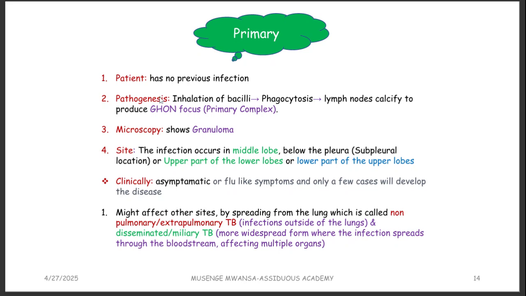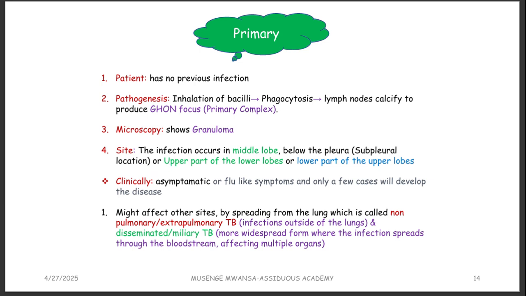And then the pathogenesis is because of inhalation of these bacilli. So there's going to be phagocytosis. Lymph nodes are going to end up calcifying, and then they'll produce what is known as a Ghon focus. We'll talk about it. On the microscope, you are going to see granuloma. And then what site is affected?